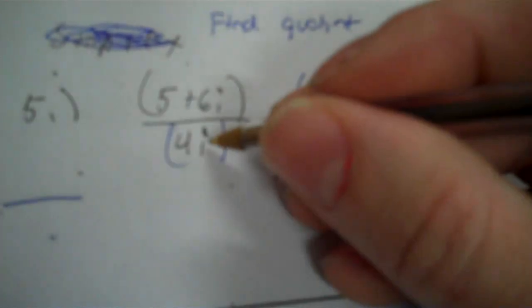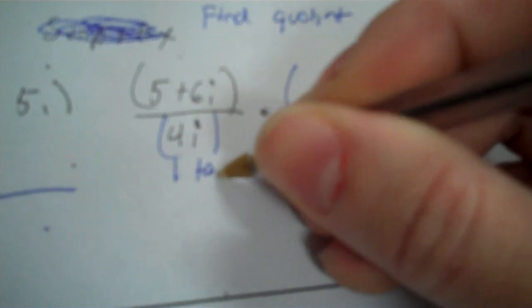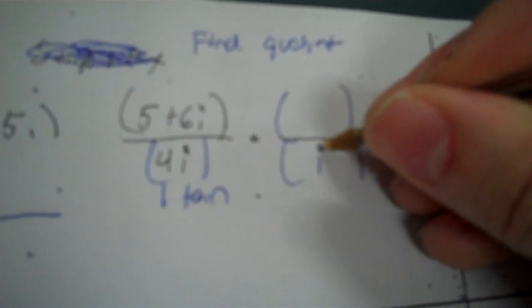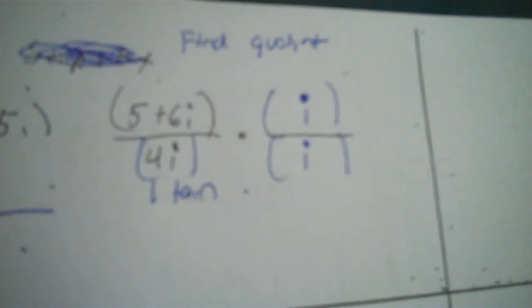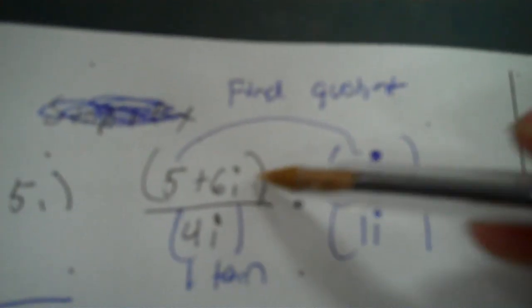Now the question is, how many terms do you have on the bottom here? One term. So one term means I just multiply by i. If I do my multiplication right, i will be removed from the bottom of the fraction. Okay, so top, bottom. So I take 5 times 1i, and then 6i times 1i.